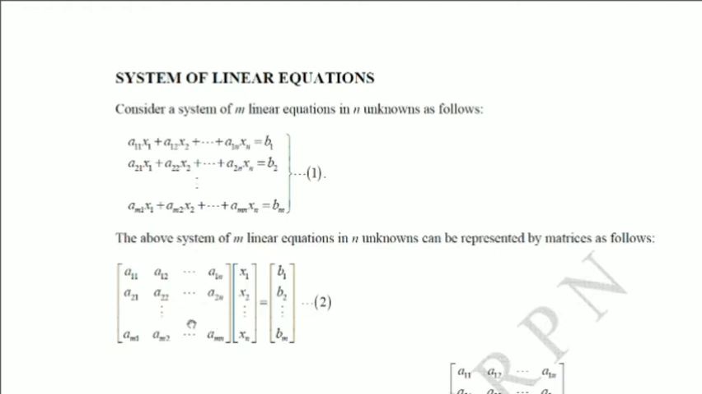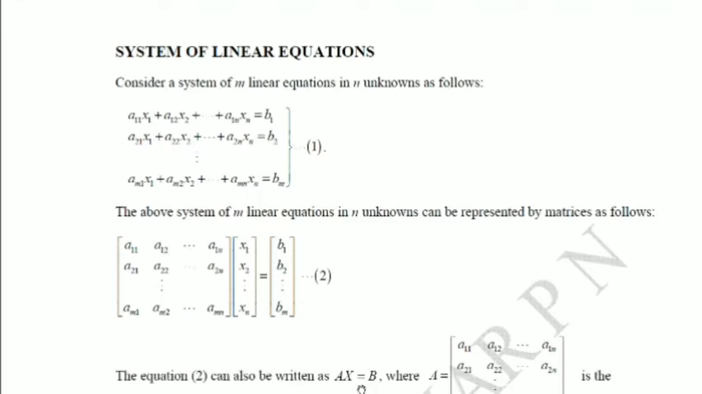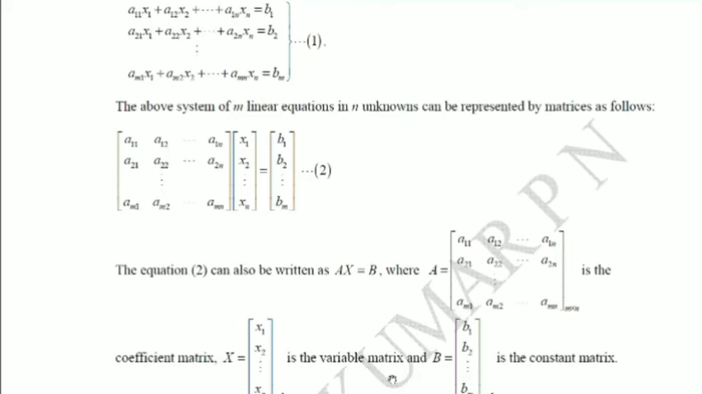Suppose we denote this one as capital A, this one as capital X and this one as capital B, then this takes the form AX equal to B. Remember, A, which is a matrix of order m cross n, is the coefficient matrix. And X, which is an n cross 1 matrix, is called the variable matrix or unknown matrix. And matrix B, which is of order m cross 1, is called the constant matrix.